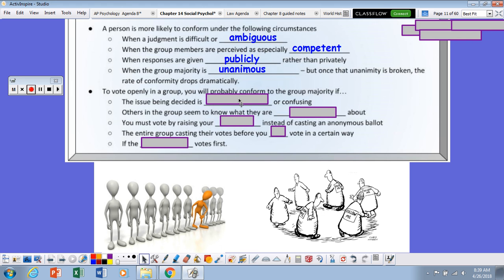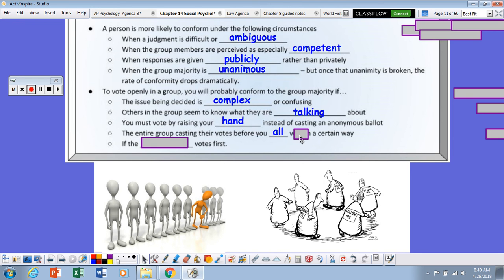If you vote openly in a group, you will probably conform to the group majority for the following reasons. If the issue being decided is complex or confusing, meaning that you're not really sure about the issue, maybe you're uninformed, and others in the group seem to know what they are talking about. You must vote by raising your hand instead of casting an anonymous ballot. So if it's made public, you're probably going to go along with the group. Also, when the entire group casting their votes before you all vote the same way, and if the leader votes first and does so in a somewhat public way.